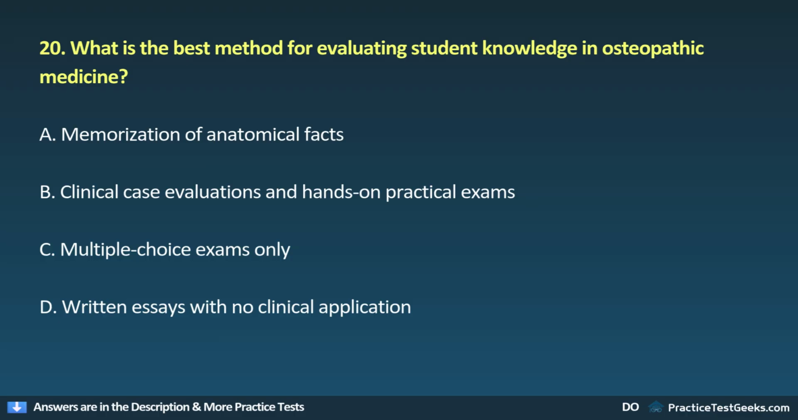20. What is the best method for evaluating student knowledge in osteopathic medicine? A. Memorization of anatomical facts. B. Clinical case evaluations and hands-on practical exams. C. Multiple choice exams only. D. Written essays with no clinical application.